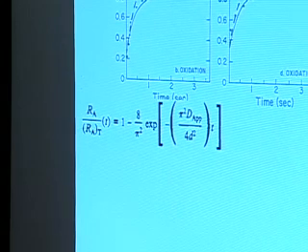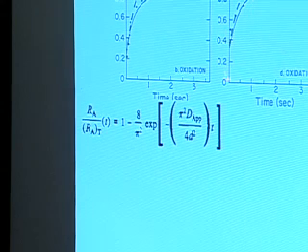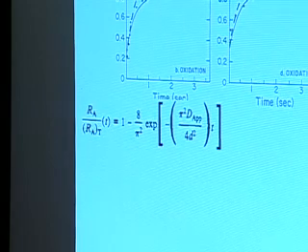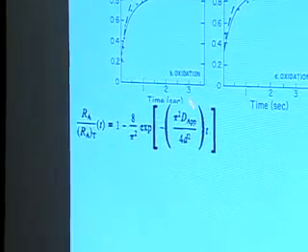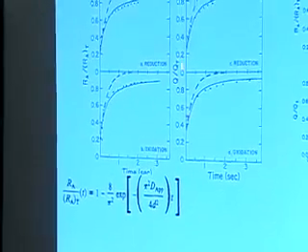Further, if you go, instead of plotting it this way, you plot it this way, what you find out is that this dashed line right here, these dashed lines, are actually the fit to this equation. So the solid line, again, is the data. The dashed line is the fit to the equation.